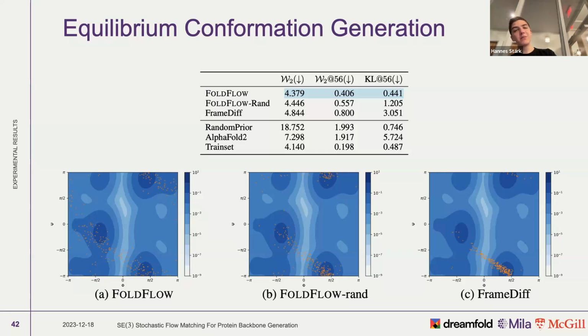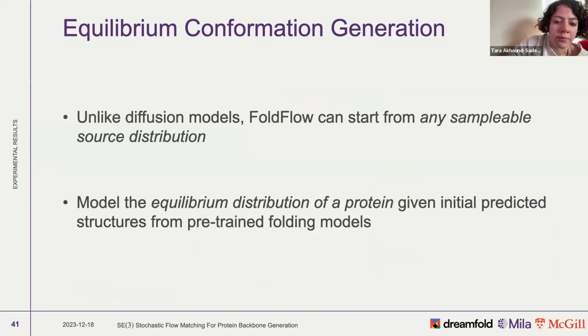What is this informed prior that you're using here? So this is what I said here. We're given initial predicted structures, and we use those as the informed prior that we're using. We're modeling the equilibrium distribution of a protein using that informed prior.